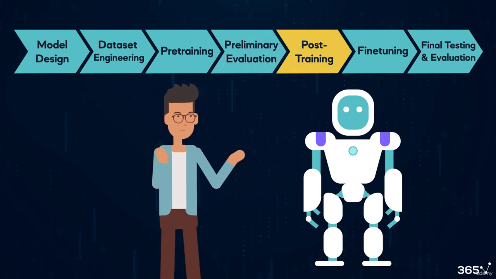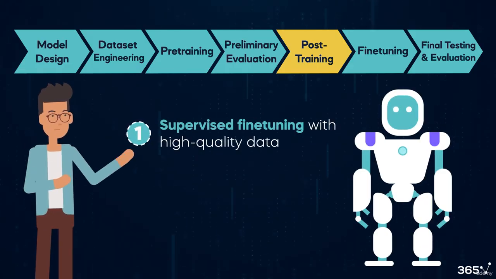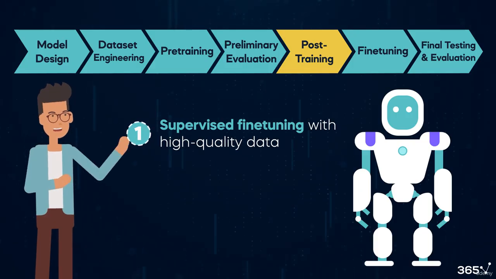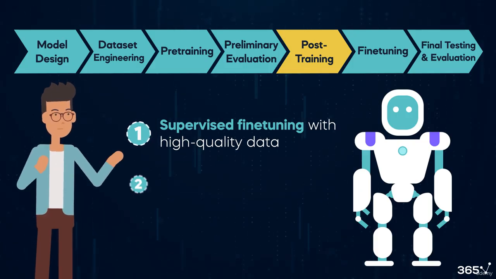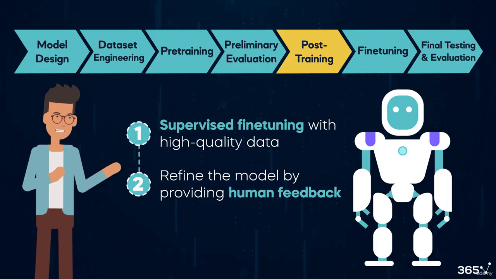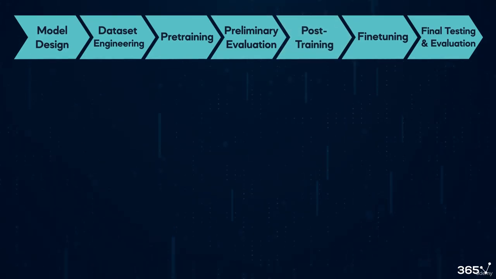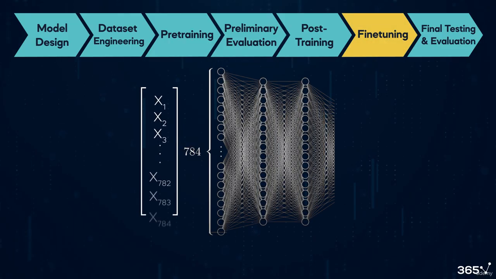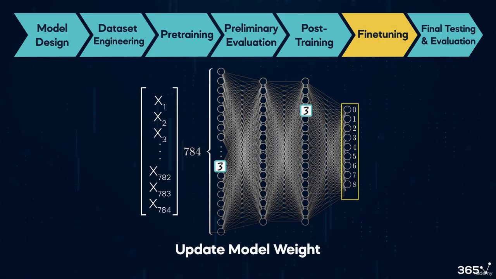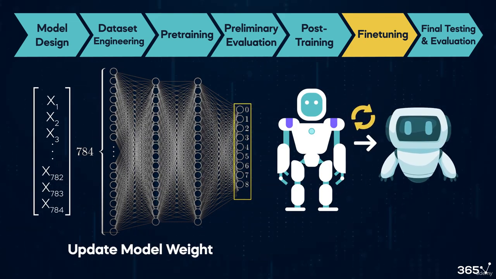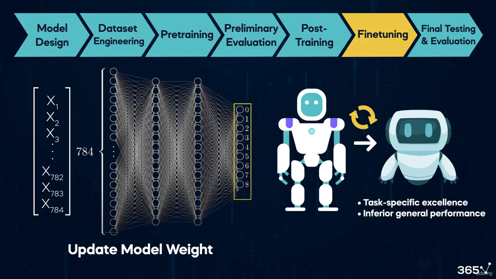Post-training consists of two steps. First, AI developers use supervised fine-tuning with high-quality data to improve the pre-trained model. In the second step, they'll refine the model by incorporating human feedback, like annotations. The next phase of model development, fine-tuning, updates the model's weights to enhance its quality and speed. For example, by changing weights, we can make a model smaller and faster, better suited for a specific task, and less capable in general performance.